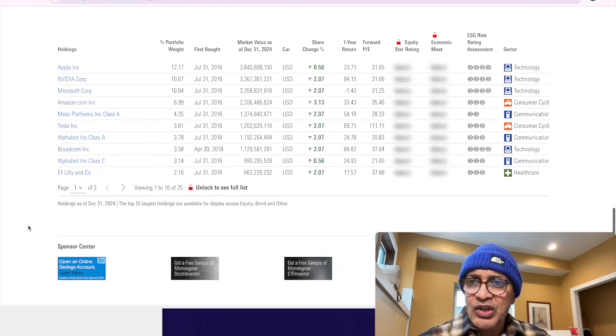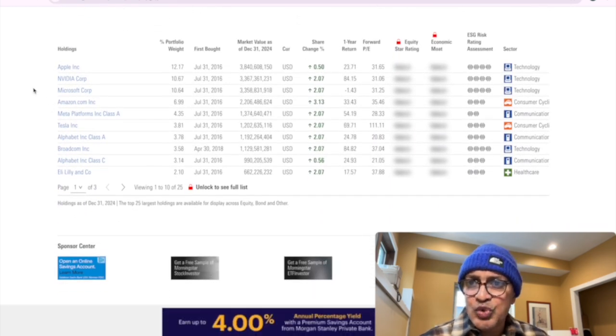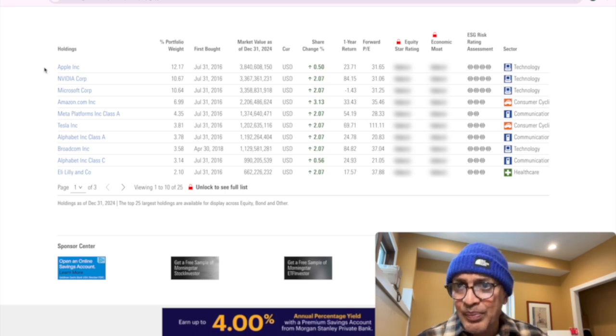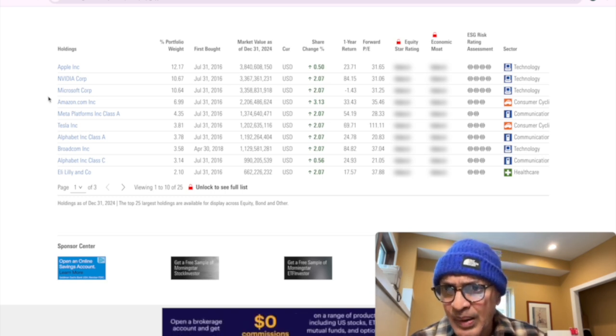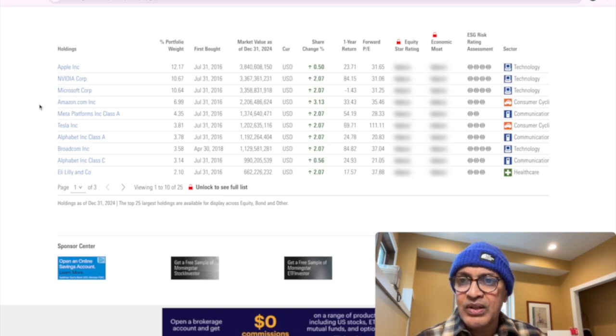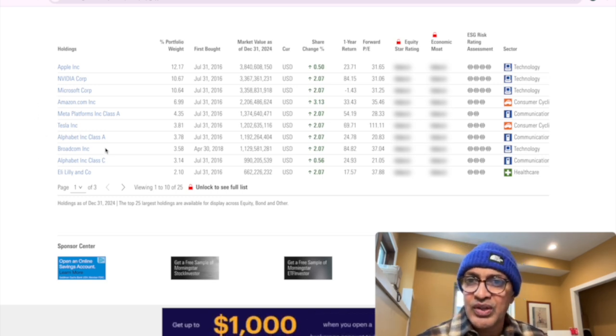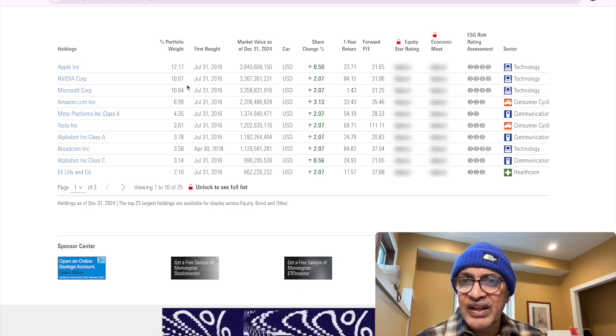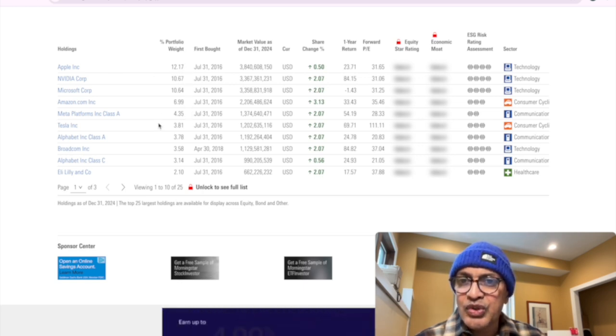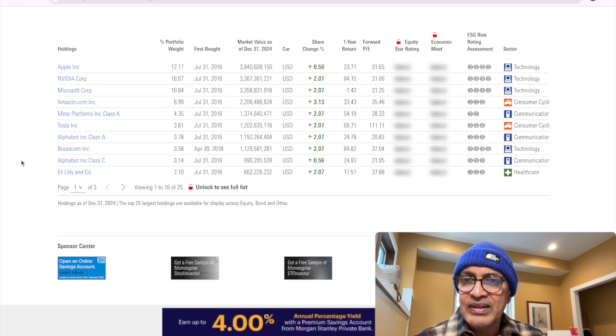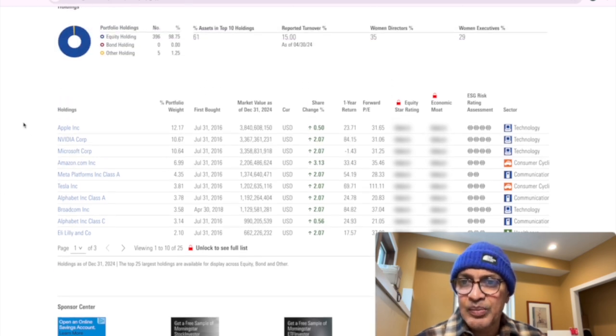Now comes the actual holdings that this mutual fund provides. So look at it. It's got Apple, Nvidia, Microsoft, Amazon. I'm not going to read every single item here because you can do that yourself. Look at the percentage that the fund is allocating: 12, 10, 10. These are huge. There's a reason why 61% is in the top 10.